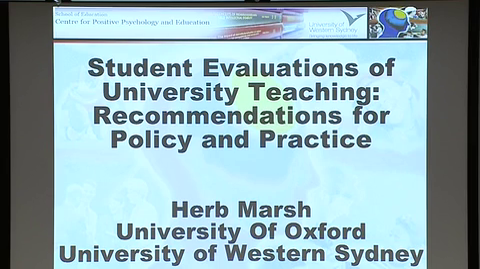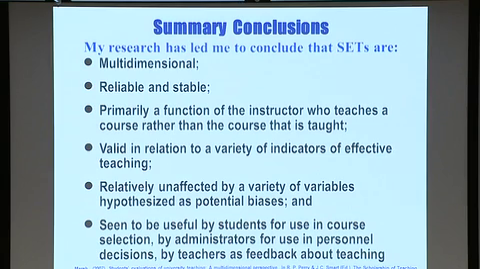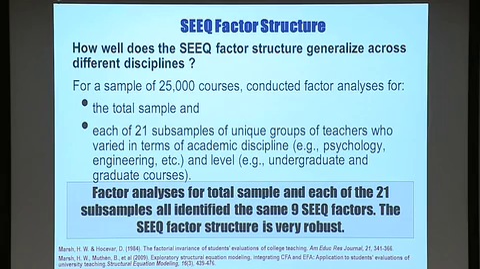So today I'm going to talk about student evaluations of teaching, and certainly this is one of my major substantive areas. My research includes more than 50 articles, and there are literally thousands of published articles in this area that I've reviewed. The factor analysis support for my SEEK instrument is very strong. More than 30 published factor analyses of SEEK responses have identified the factors that SEEK is designed to measure. So how well does the SEEK factor structure generalize across different disciplines? The factor analysis for the total sample and each of the 21 subsamples all identify the same 9 SEEK factors. The SEEK factor structure is very robust.